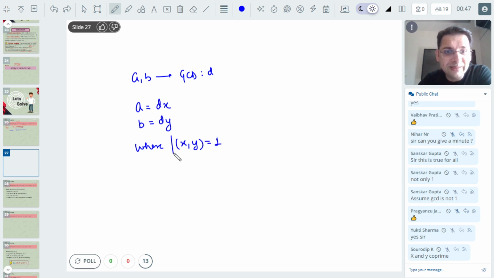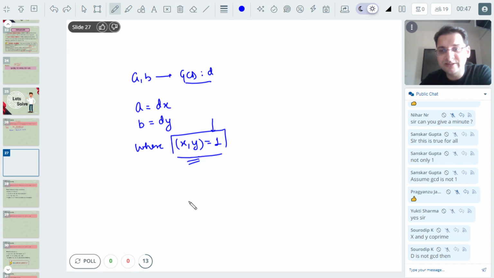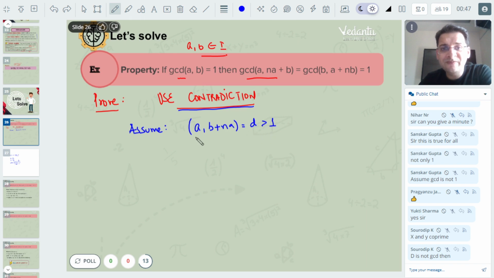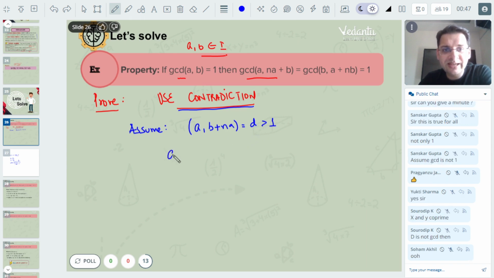Now, this is the most important condition, guys. Because if X and Y are not co-prime, X and Y have something in common, then that something can come out and it is going to get multiplied by D, and GCD is not going to be D, it is going to be more than D. This is very important, guys. Now, if these two have GCD D, then can I say A is D times X and B plus NA is D times Y, where X and Y are co-prime. Is this clear?